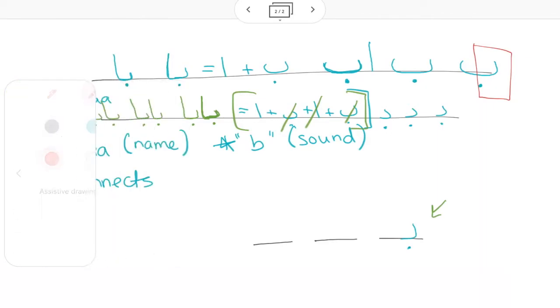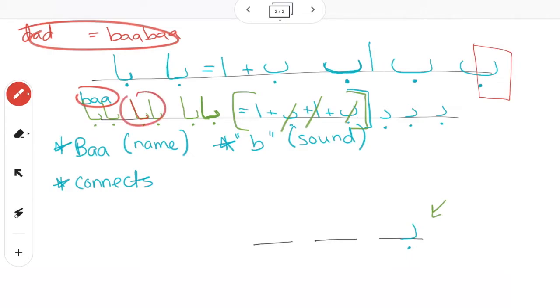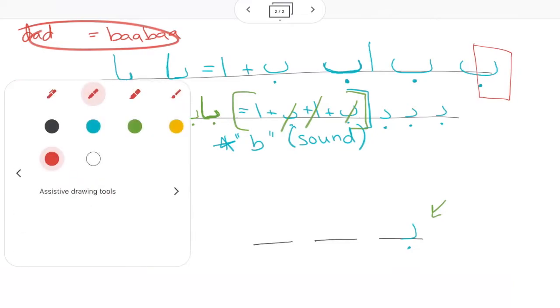Okay. Now, how would we read that? You have a ba and an alif, and ba alif together makes what? Ba. And another ba and alif, which also makes the same sound. So put it together and you get baba. Very good. Good. So baba. And baba is traditionally what you call your dad. Baba. So congrats, you got your first word. Baba, written like this.